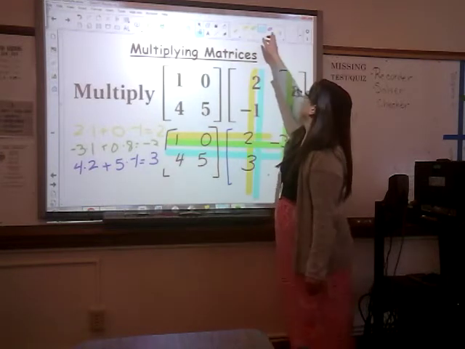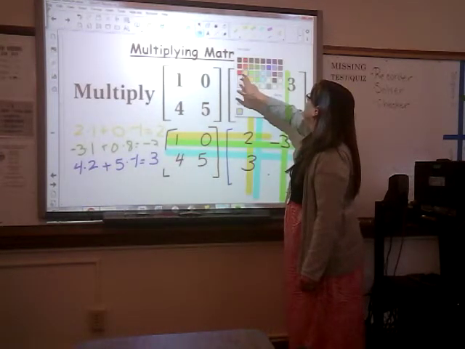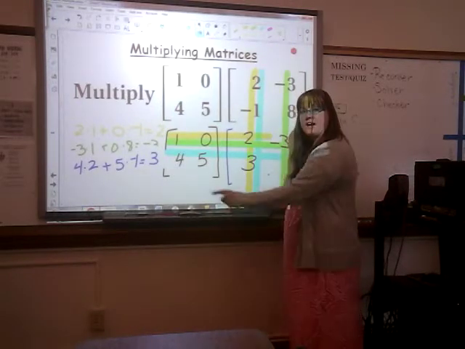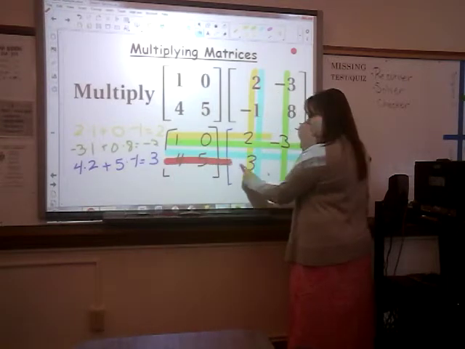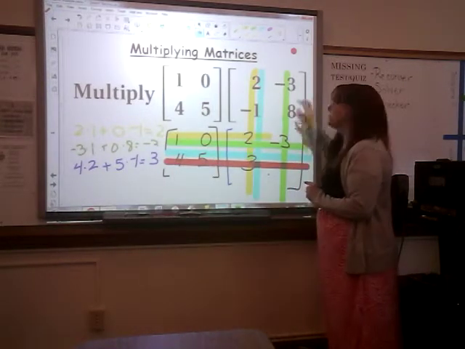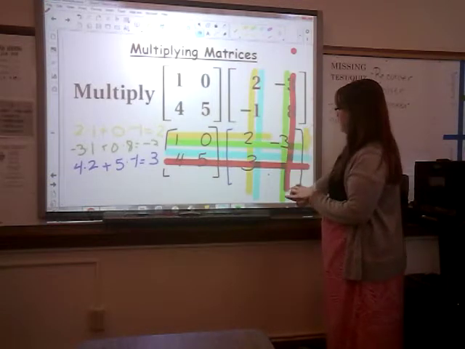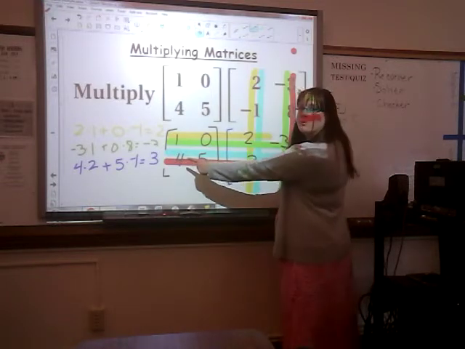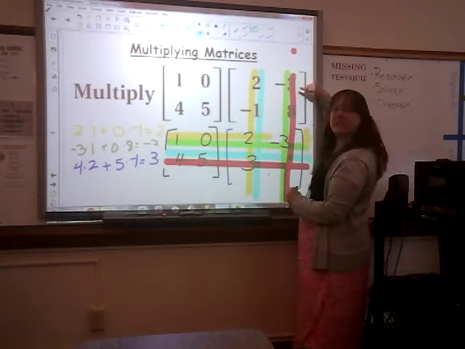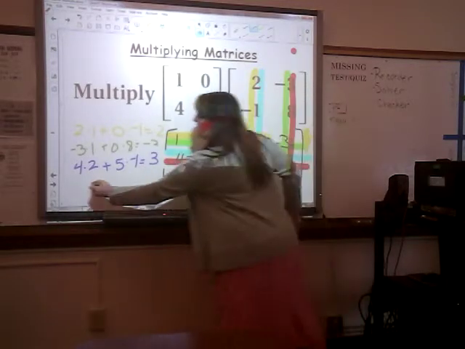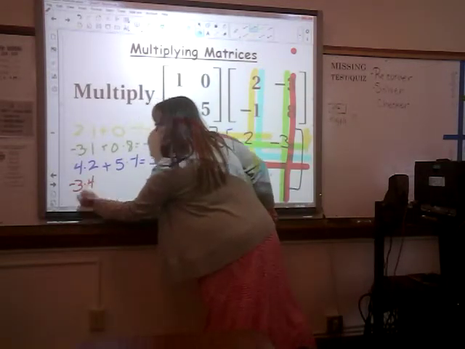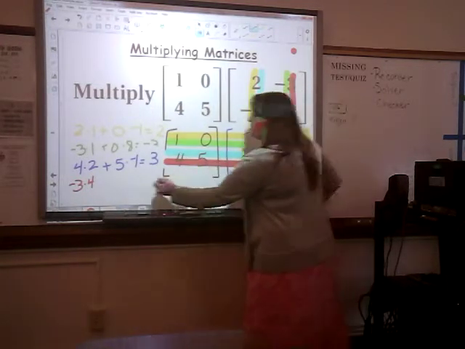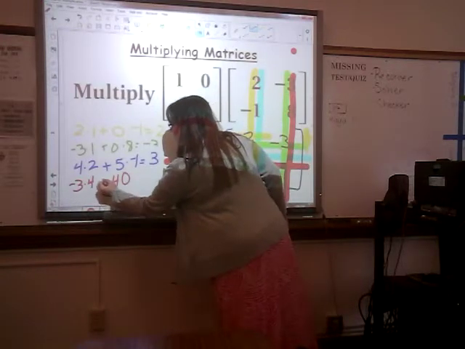And then finally, we find our last value. We take row 2, and we need to go to column 2. So this is our last value right here. We start on the outside and we multiply these numbers together. So you have negative 3 and 4 is a negative 12, negative 3 times 4. And then you move in. 5 times 8 is 40.